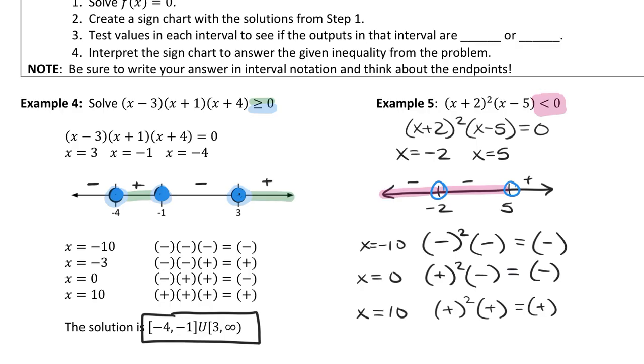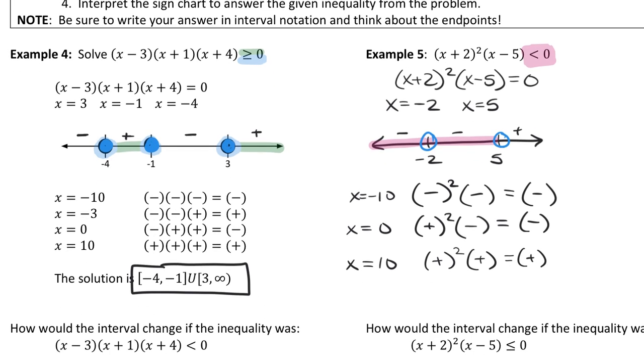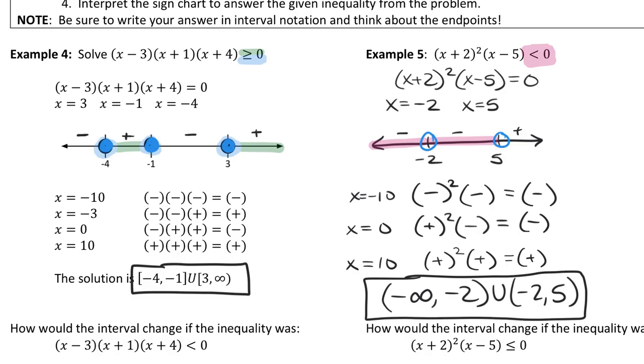So if we're actually answering this question, the interval that solves this inequality would be from -infinity to -2 and then -2 to 5. You see how the number line gives you the exact numbers you need?